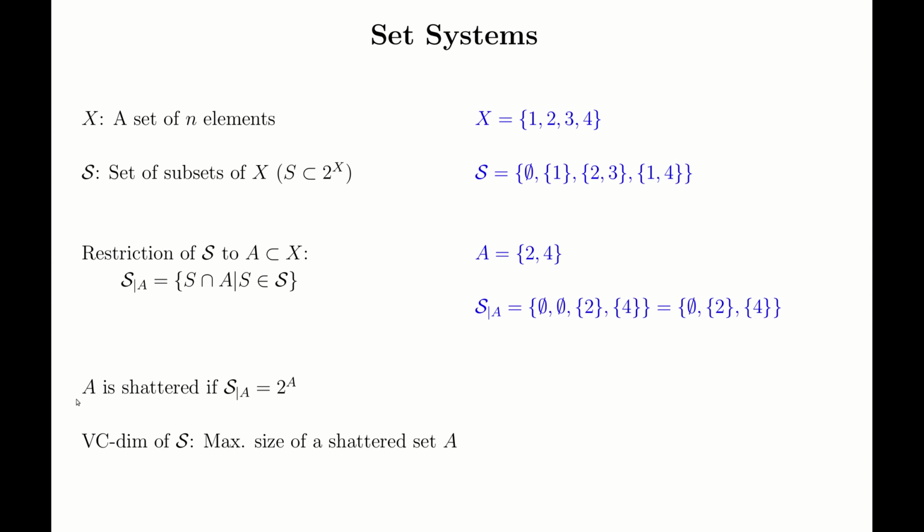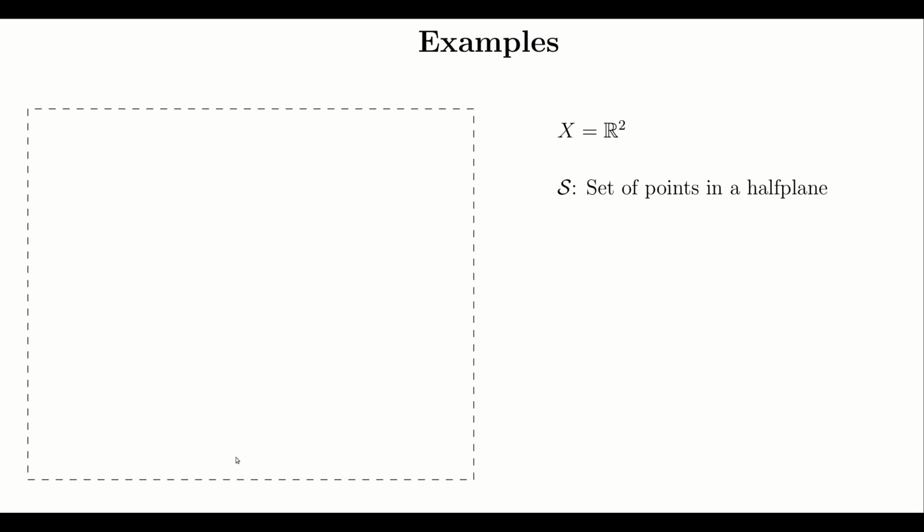Next, we need to look at the concept of a set being shattered. A subset A is shattered if the restriction of S onto A has all possible subsets of A. In our example, A is not shattered because we are missing the subset 2 and 4. The maximum size of a shattered subset is known as the VC dimension of the set system. Note that if this maximum could be arbitrarily large, then we just consider it to be infinite. Let's look at an example.